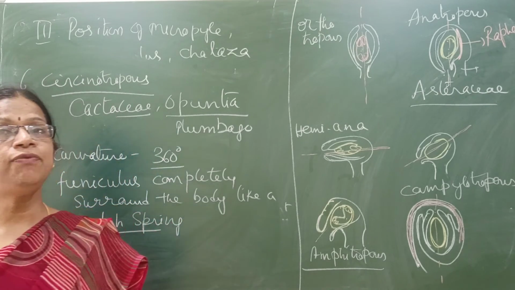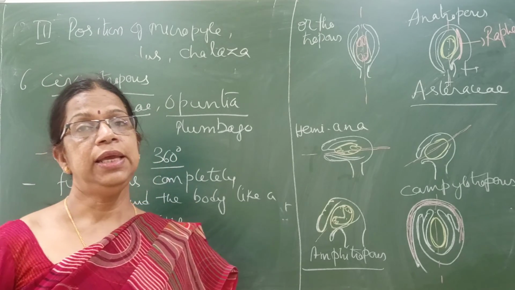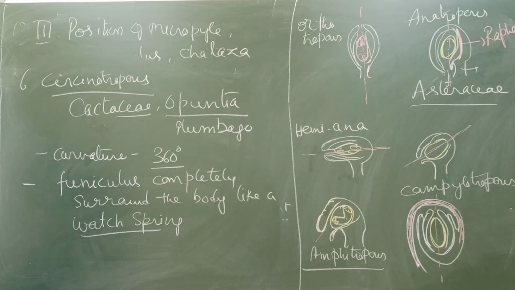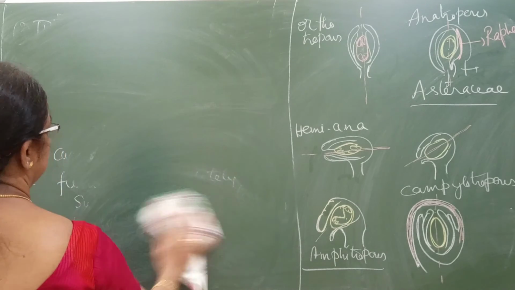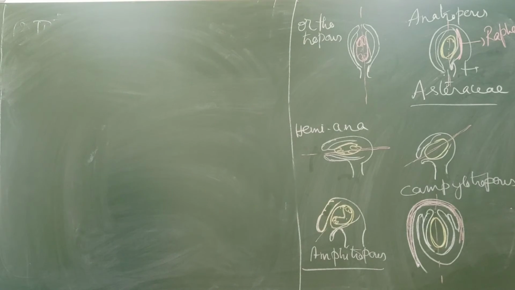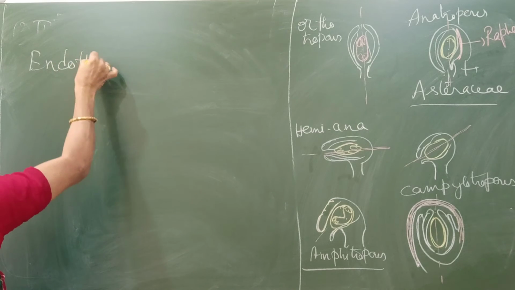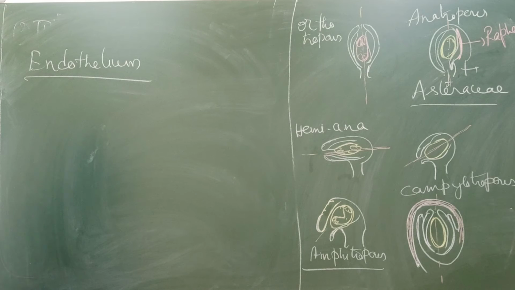Okay, these are all the different types of ovules which I discussed. Lastly, I want to discuss two extra points, two extra terms with respect to the structure of the ovule. The first one is, what is endothelium?